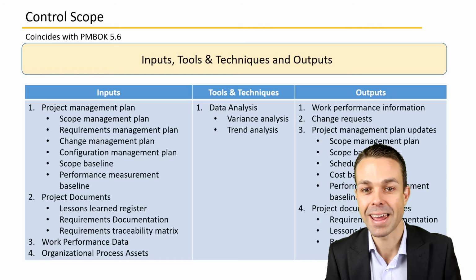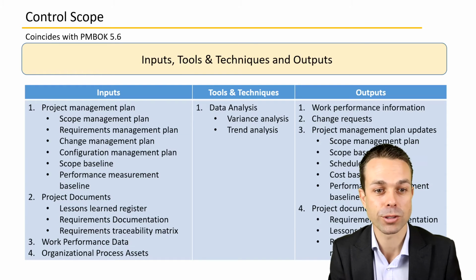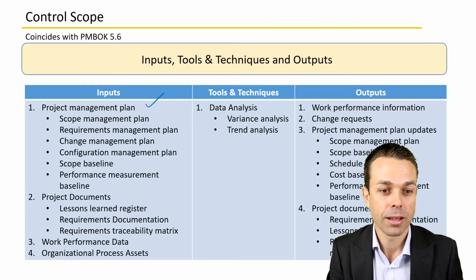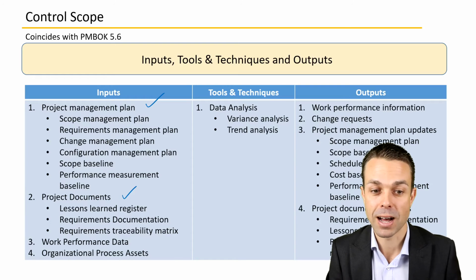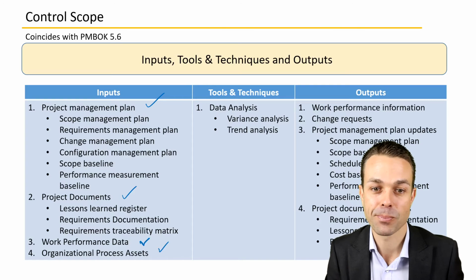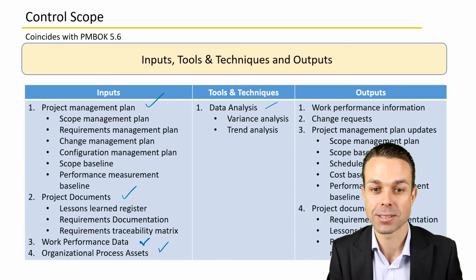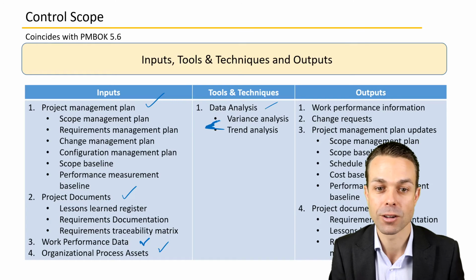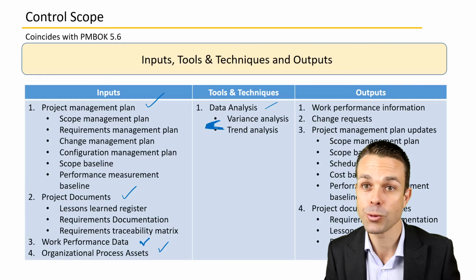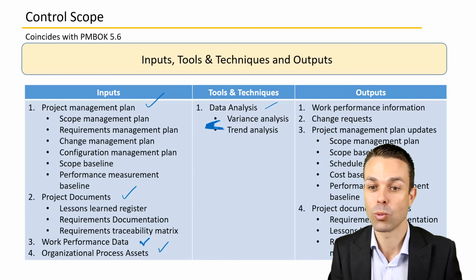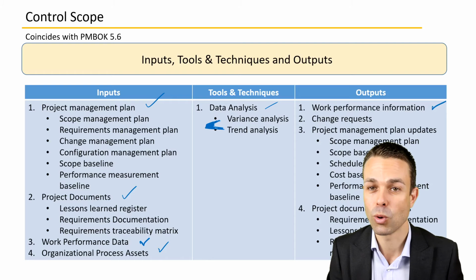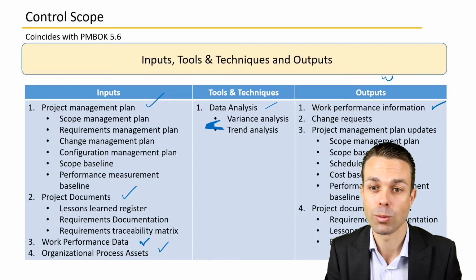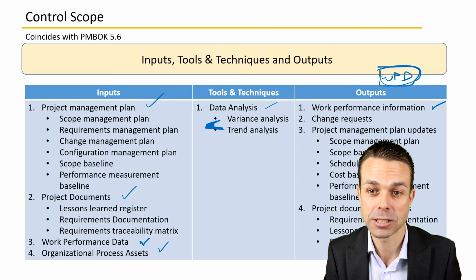Inputs, tools and techniques, and outputs that you'll see for control scope are the project management plan, the project documents, work performance data from our project that we've gathered, and organizational process assets and templates. Tools and techniques that we'll use are data analysis, like variance or trend analysis for these changes that are coming through. And outputs that you'll see are the work performance information. So these are more percentages or ratios that are created from our work performance data, which is our raw data of the project, like simple measures.